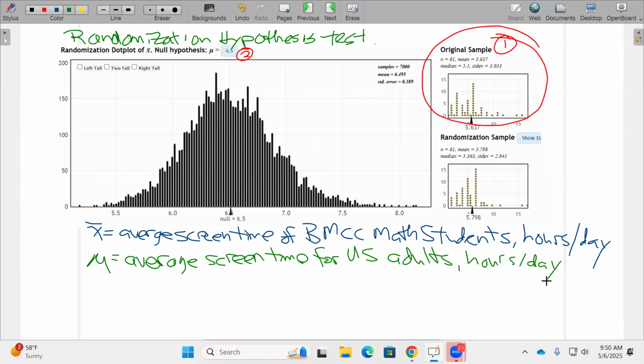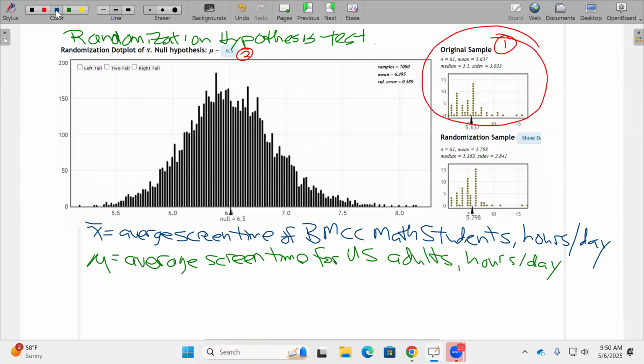I'm doing screen time in hours per day with the adults and the BMCC students. It was geared toward estimating recreational screen time as opposed to work screen time. BMCC math students tend to be US adults. So I've got a similar parameter and statistic here, and I'm trying to figure out if they are significantly different or not. Okay.